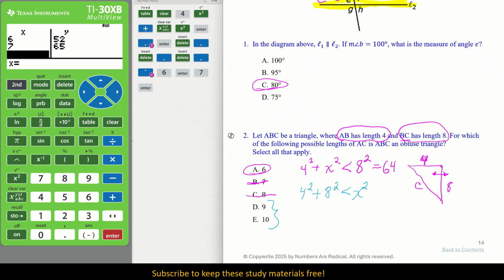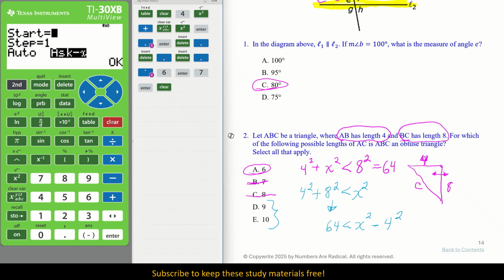You could use your table, but if I used my table, I would be doing this, and it makes sense. I know that this is 64. So I would say 64 is less than x squared minus the 4 squared. So now I'm measuring to be larger than 64. Okay, so let's go back and do that. It's just another way to see it, and it is a little faster.